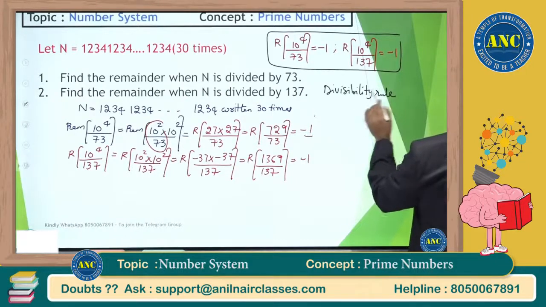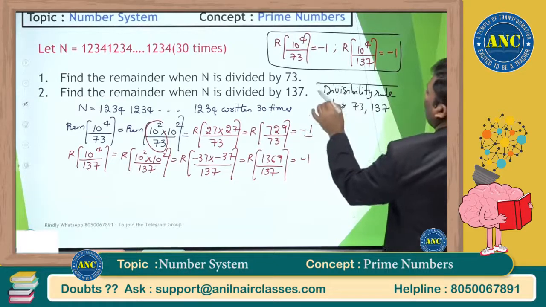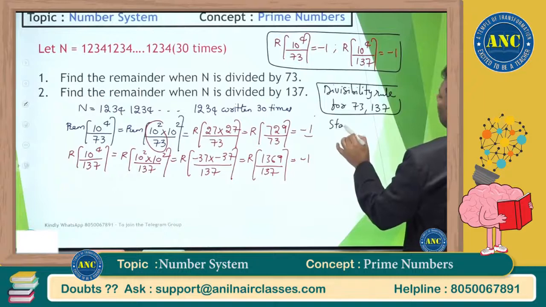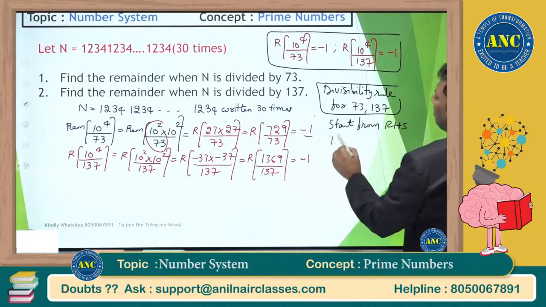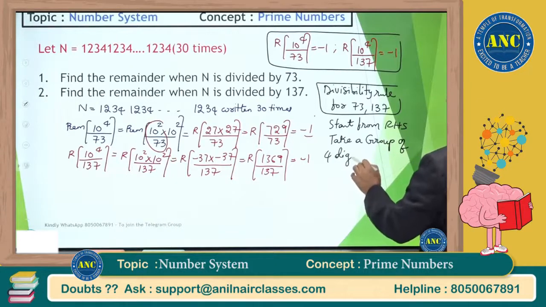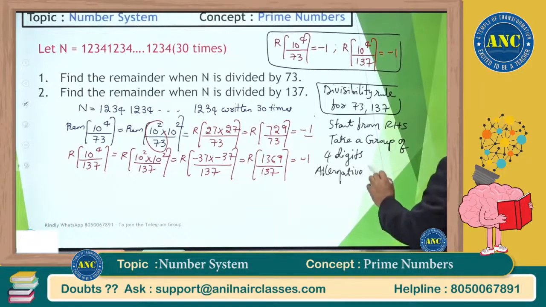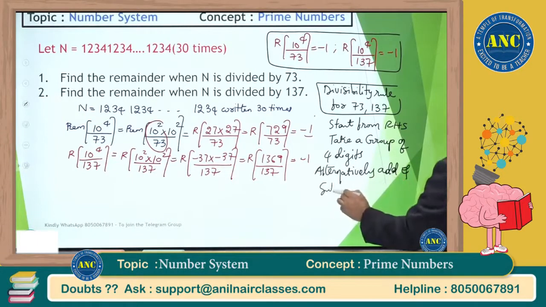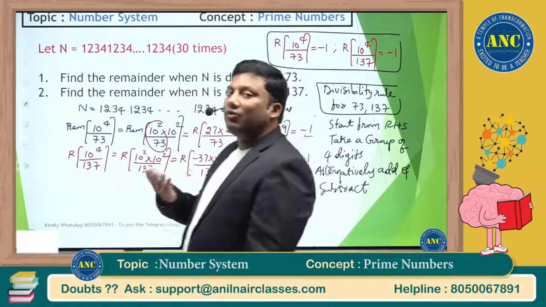Divisibility rule for 73 and 137: we have to start from the right hand side. Take a group of 4 digits, alternately add and subtract. That is the divisibility rule for 73 and 137.